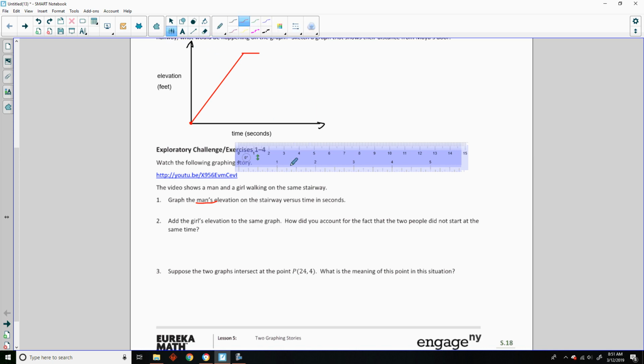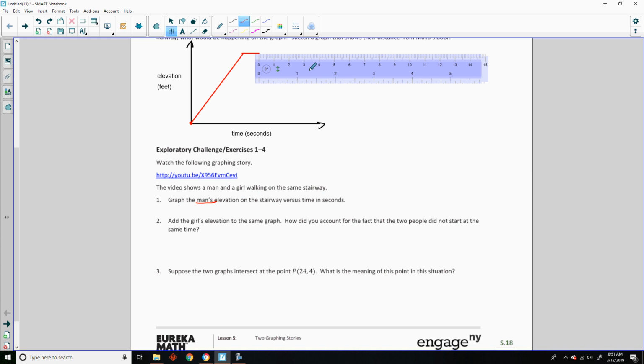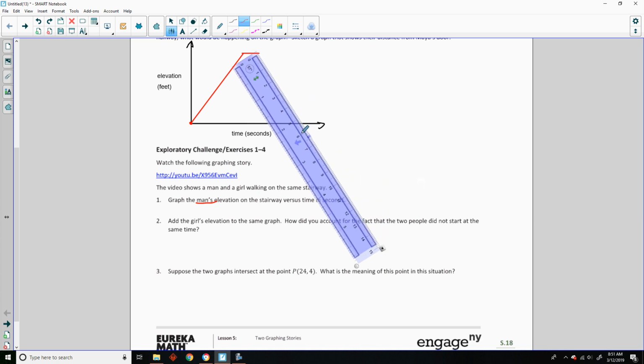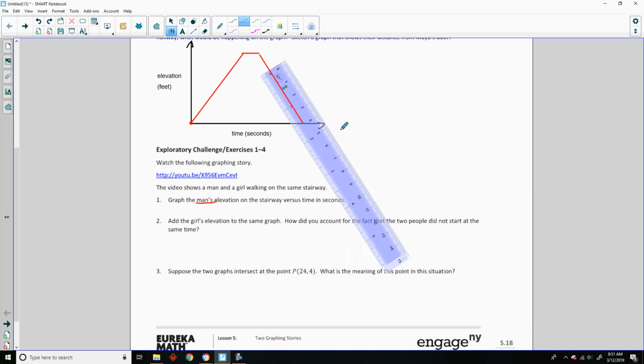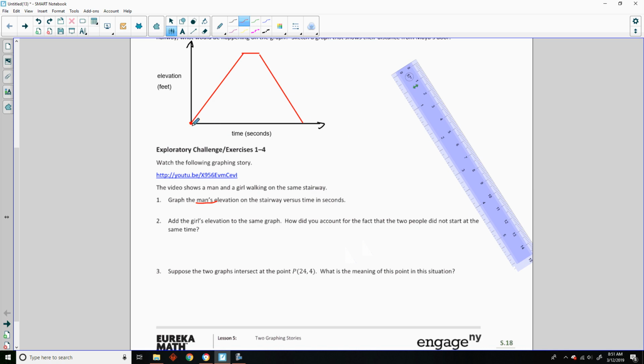And then he came back down the stairs. So I'm just going to graph him first. He was upstairs for a little bit and then he descended down the stairs until he got back to the first floor. So there's the graph of him.